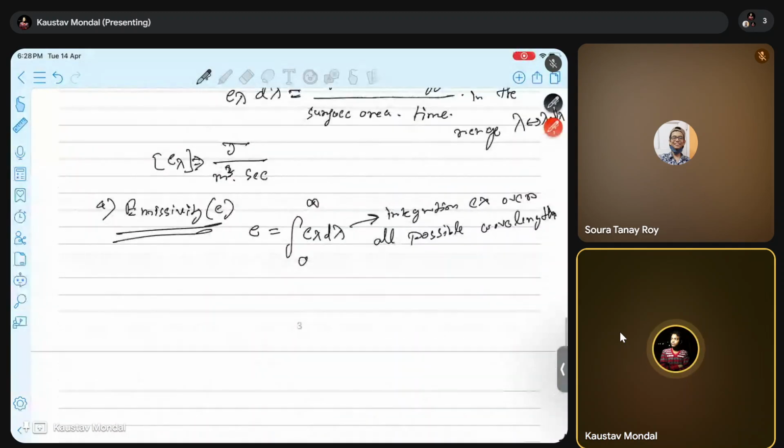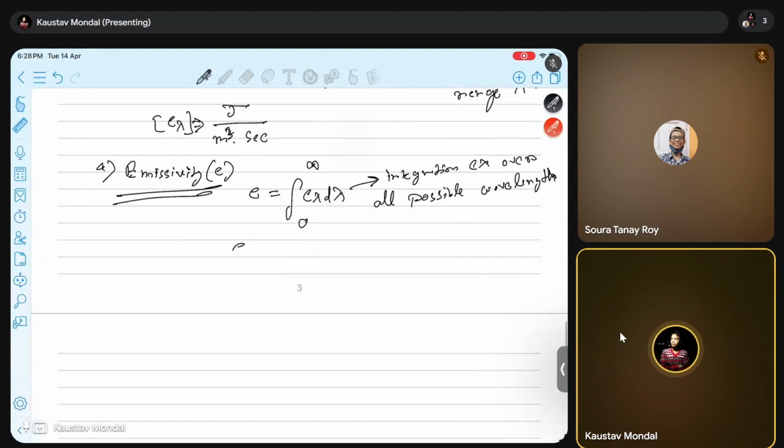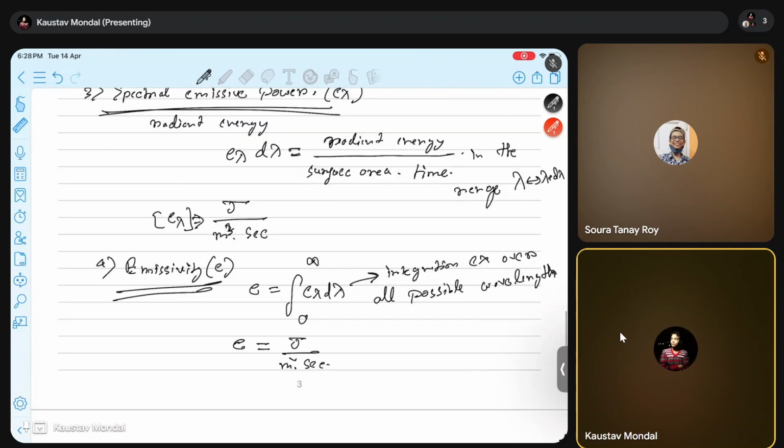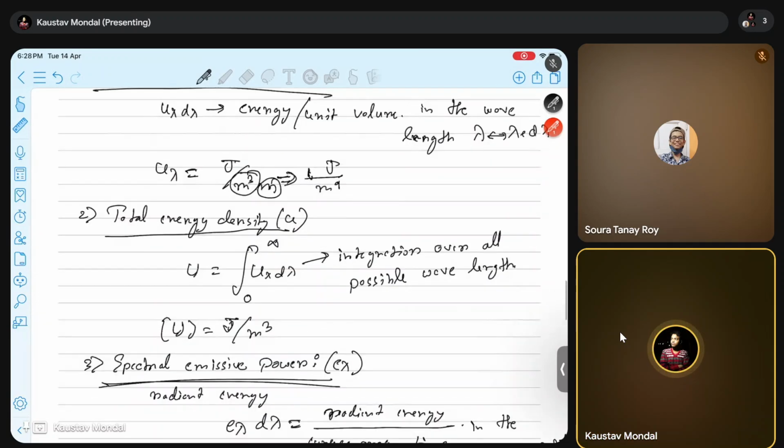So these are very useful definitions. E also has dimension, that means one into one, then the dimension will cancel, so it will become joule per meter square into second. These are pretty much all the definitions we need.